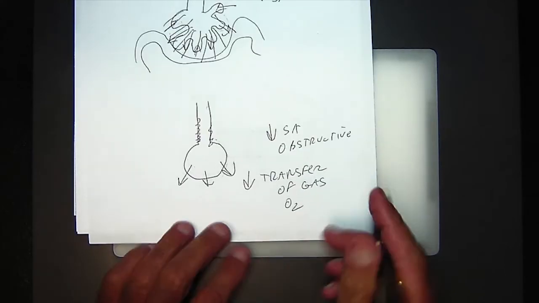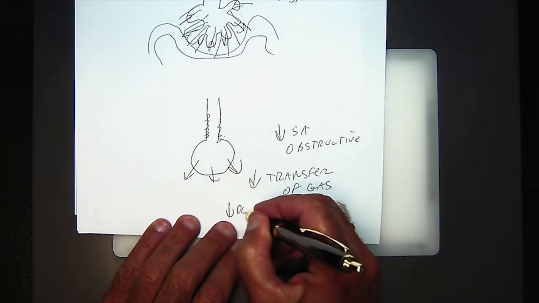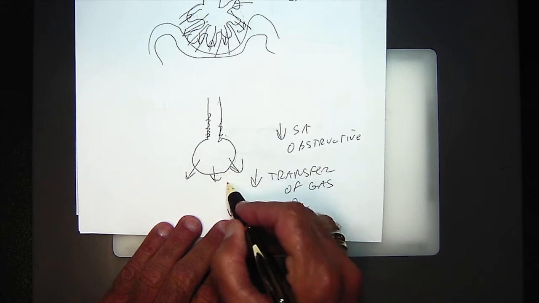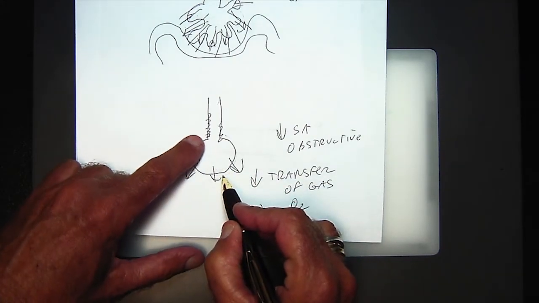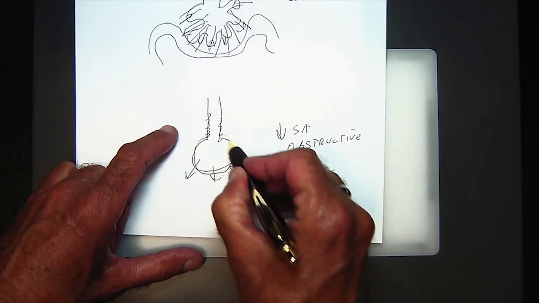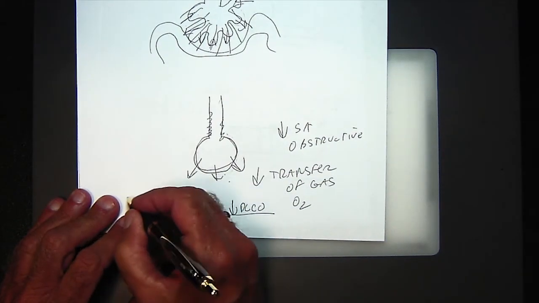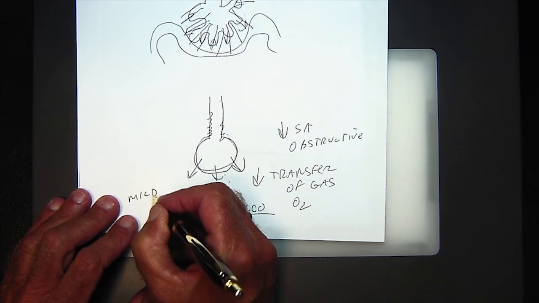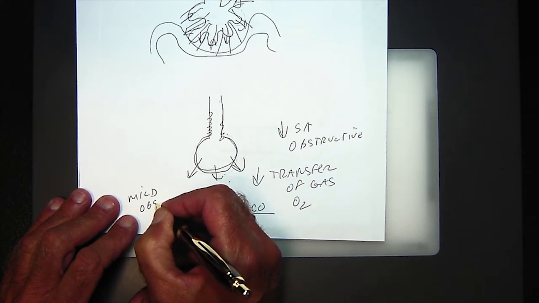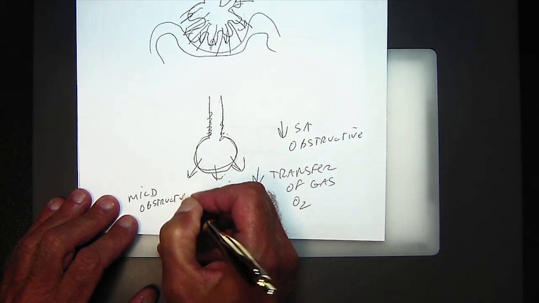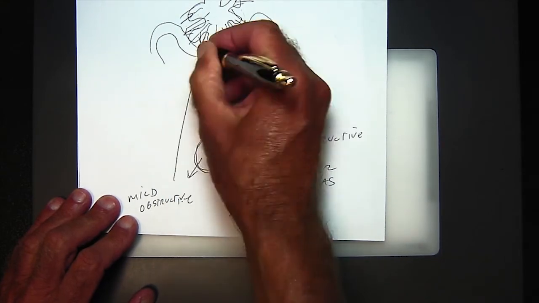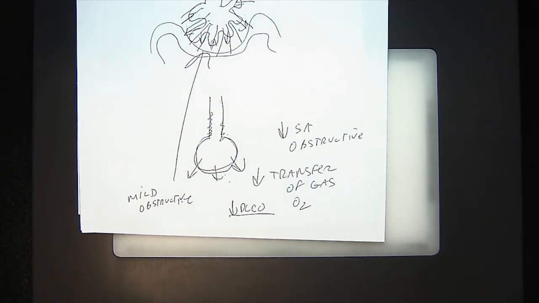So they may have a decreased DLCO depending on the severity of the lung disease. So this is someone who has severe obstructive lung disease. They're going to have a decreased DLCO. Someone that has a moderate or mild COPD, obstructive disease, may still have a normal pattern. So again, that's going to depend on the severity of that particular disease.